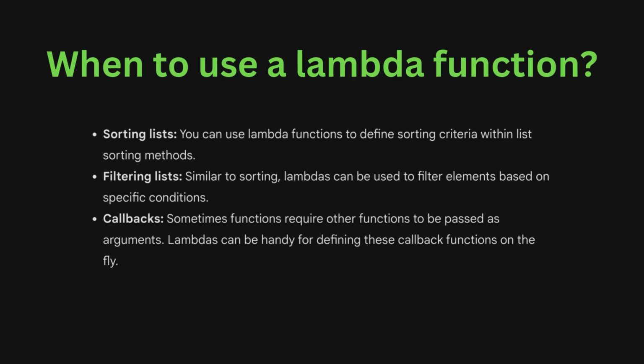So as you can see, lambda functions shine when you need short, throwaway functions for simple operations. But if you're using very complex logic, you'll probably still need to use a regular function. But here are 3 common use cases: sorting lists, filtering lists, and callbacks, when you might want to use a lambda function.